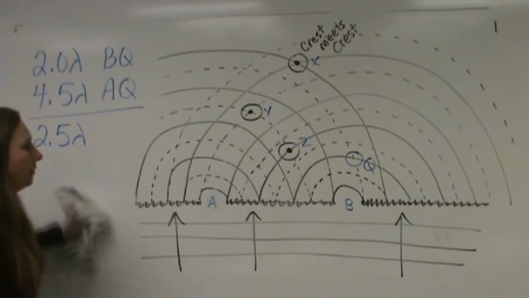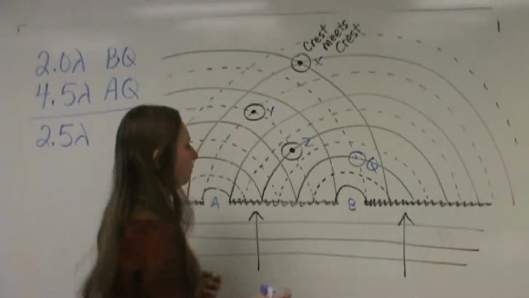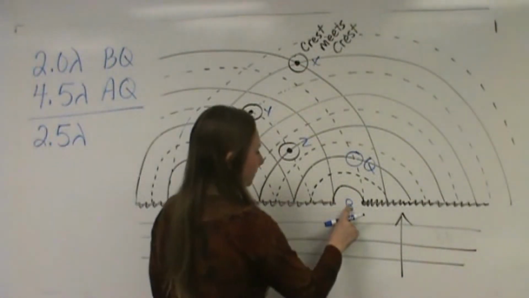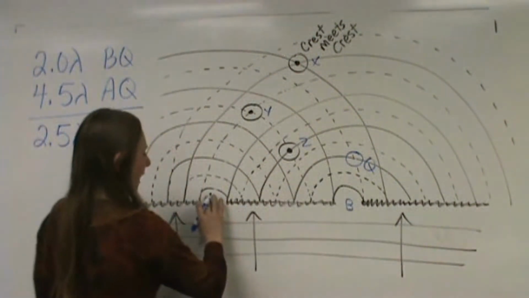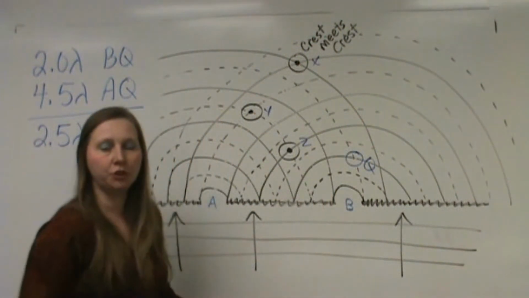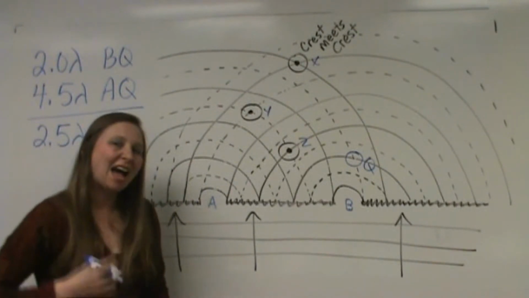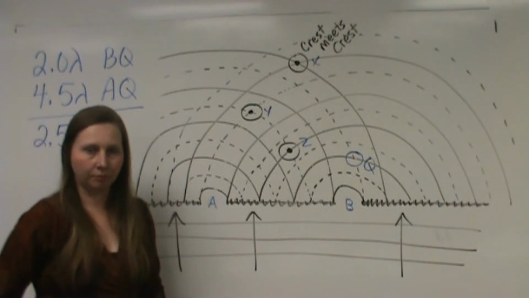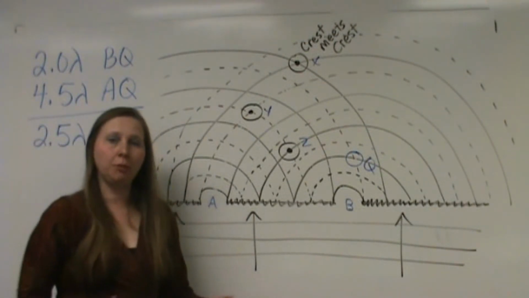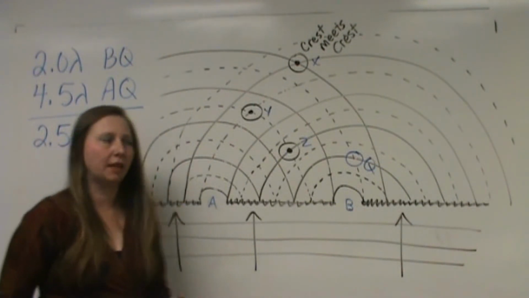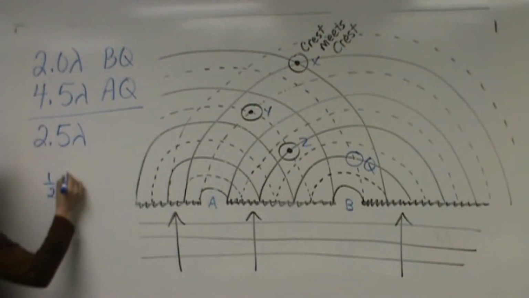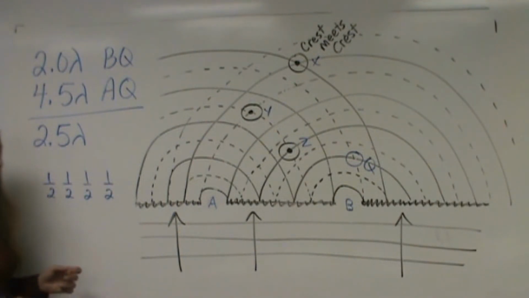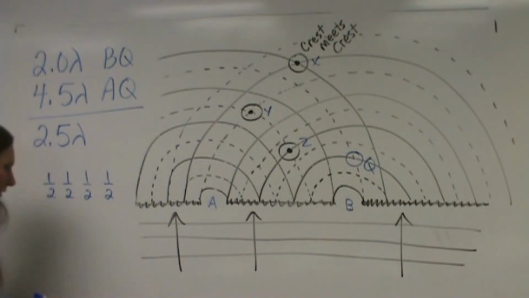So again, we know that it's destructive because you have a crest and a trough, and because the difference is 2 wavelengths and 4.5 wavelengths. The difference is 2.5 wavelengths, which is 5 halves, which is an odd multiple of half wavelengths. Why can it only be an odd multiple? Because what if you had 4 half wavelengths? What would 4 half wavelengths give you? 4 half wavelengths, an even number of half wavelengths, would be 2 wavelengths. They would be in phase.